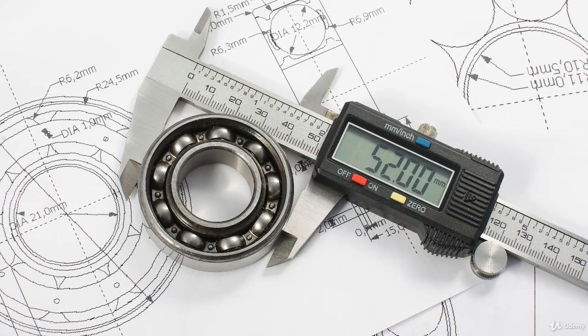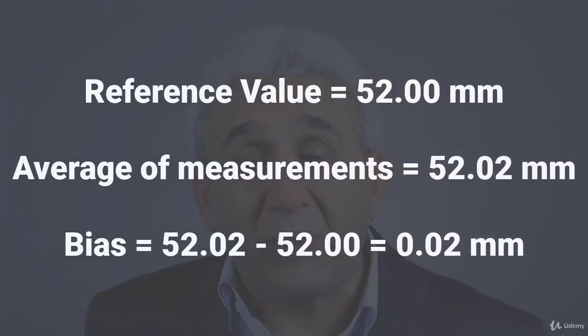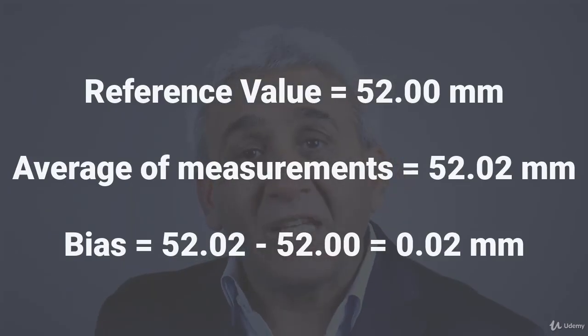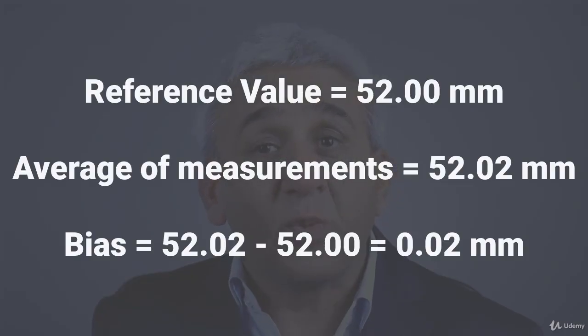For example, in the case of a 52.00 millimeter bearing, the actual size of that bearing is, let's say, 52.00. If we take 10 measurements and find that the average of those 10 measurements is 52.02, then we can say that 52.02 minus 52 millimeters, which is 0.02 millimeters, is the bias. Let's look at an example of bias on the next slide.